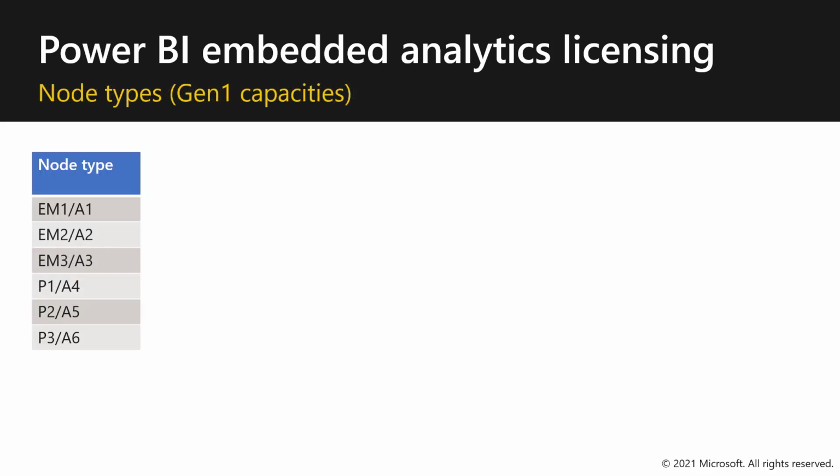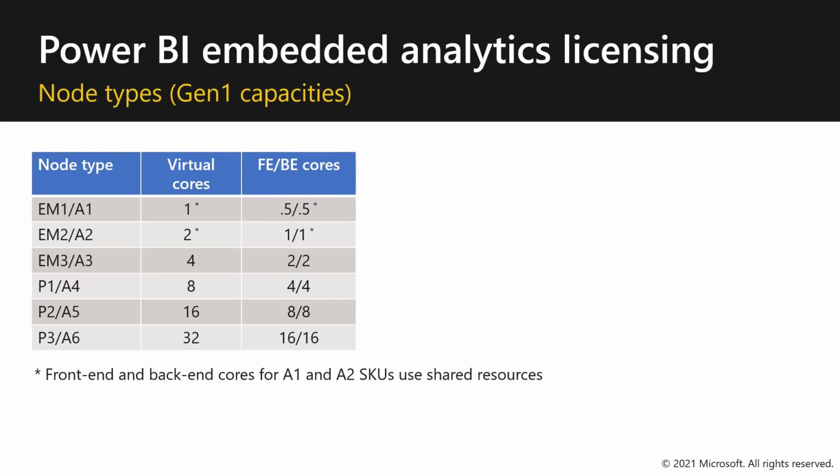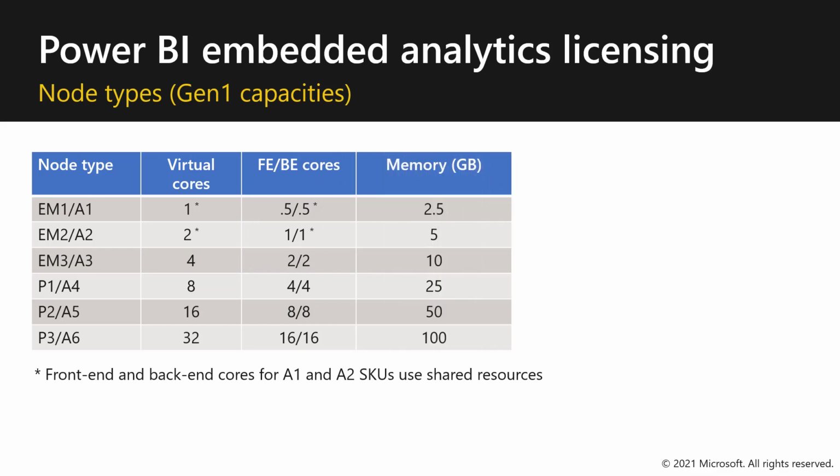There are 6 different node types, each with their respective resources and throughput. So A1, A2, A3, A4, A5, A6. Do note that P1, P2, P3 are equivalent in resources and throughput to A4, A5, and A6. So from a virtual cores perspective, it ranges anywhere from 1 virtual core through to 32, and they're split evenly between front-end and back-end cores.